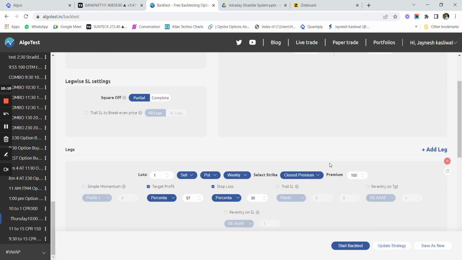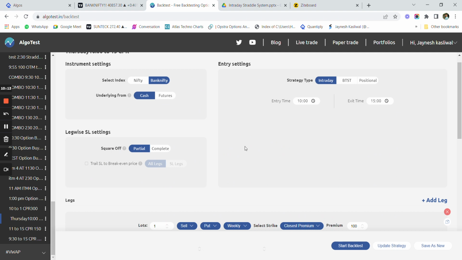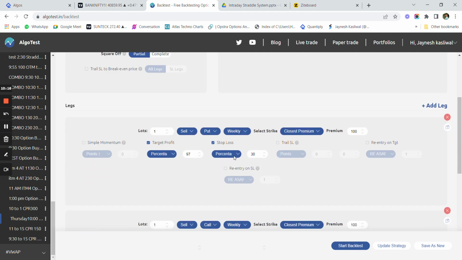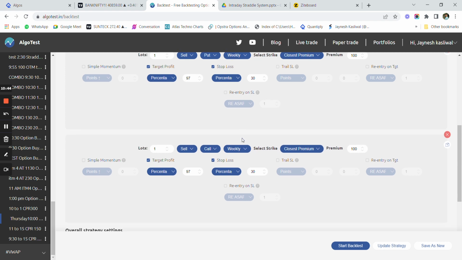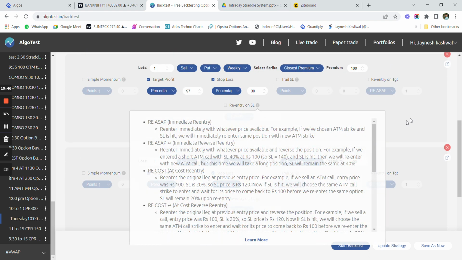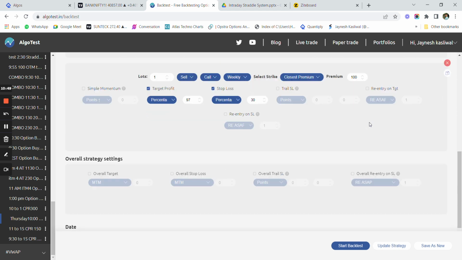So this is the algo test setting where we have selected entry time from 10 a.m. to 3 p.m. No trail SL to break even, and I have put target profit as 97% basically, because we do not want to hold options when they are touching around 3 to 4 rupees, right? So you can deselect this also. It won't make that much of a difference. You can keep a target percentage of 97%, and the stop loss that we have put is around 30% on each leg. So this would be around 30 points, because we have selected 100 premium. So approximately this would be 30 points on each leg, and the total loss that we would be facing is 60 points into 25 quantity, that is 1500 rupees, right?